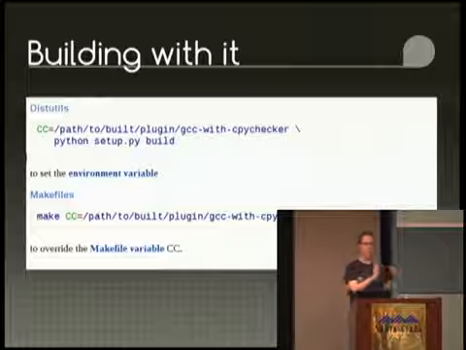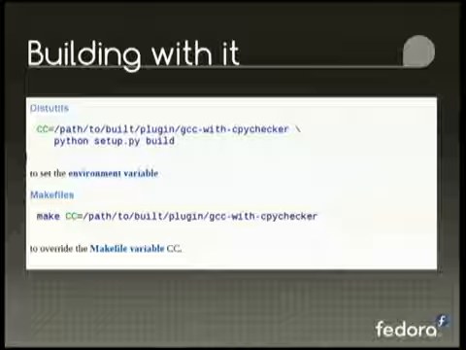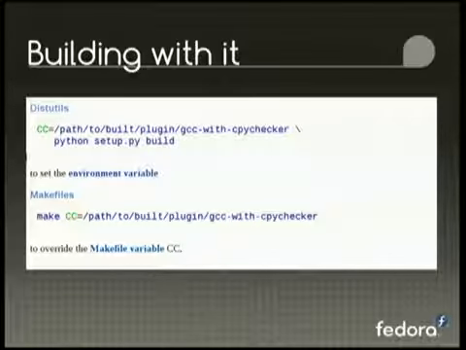So assuming you've built the plugin, how would you go about running it on your own code? If you're using distutils, so you normally do setup.py build, there's a helper script, gcc-with-cpychecker, that you need to ensure gets run rather than the regular GCC. And so just set CC in your environment to point to it as given in the top half of the slide. And if you're old school and use makefiles, then set a makefile variable using the syntax at the bottom.